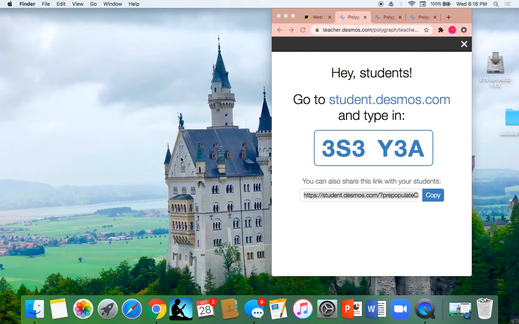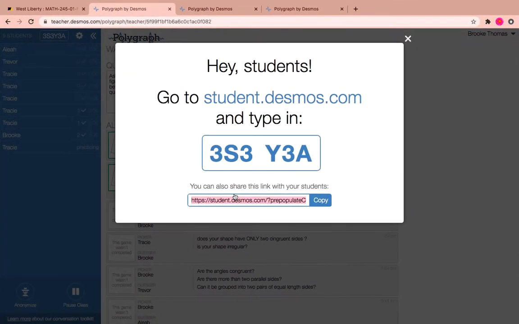Hey everybody, so we're going to go ahead and get started today. We're going to be doing an activity, Advanced Quadrilaterals. You will see this, and this is going to be the student code on the Desmos site. This is the link created for the class, and we can go ahead.